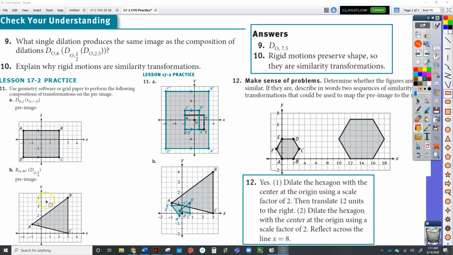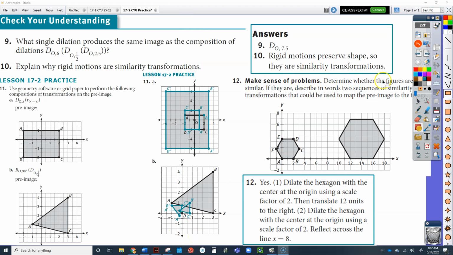So for this one down here, this is the pre-image, and they want us to dilate it by a factor of 1/4 about the origin. So take all of the ordered pairs, multiply them by 1/4. That gives you B prime, C prime, and A prime right here, this little one. And then they want you to rotate it 90 degrees. So this was up, rotated 90 degrees, became left. This rotated 90 degrees came down here, and goodness, I can't tell which one's which. Anyway, so they rotated it 90 degrees.